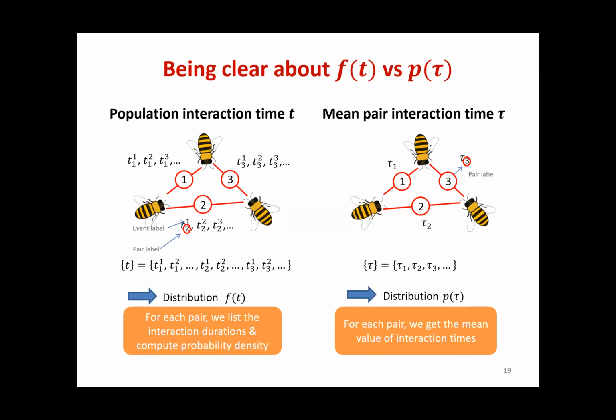Before I go further, I'd like to be extra clear about F of t and P of tau. The population interaction time t is the duration of each interaction event. We have three honeybee pairs in this case, and each pair interacts multiple times, and each interaction event has a duration t. We collect the duration of each interaction event for all pairs and get the distribution F of t. On the other hand, the mean pair interaction time tau is the mean value of the interaction times between a pair. So we get tau for each pair, collect them from all the pairs, and then get the distribution P of tau.